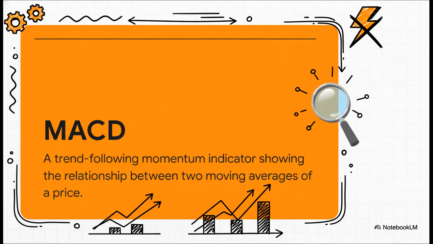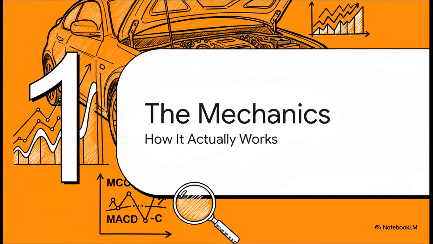Okay, so before we go any further, what is it officially? Well, at its heart, the MACD isn't some magic black box, it's a pretty straightforward tool. It just follows trends and measures momentum by looking at how two different moving averages of a price are behaving in relation to each other. That's it. But to really get why it works, and more importantly, why it sometimes doesn't, we've got to pop the hood and see what's actually going on inside.